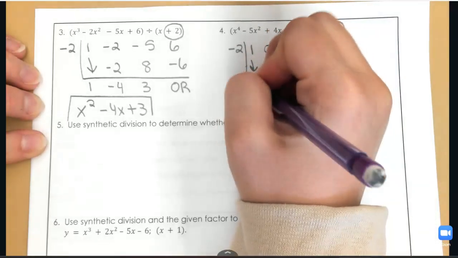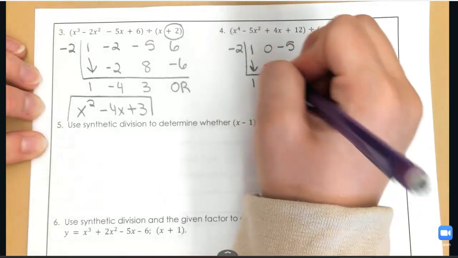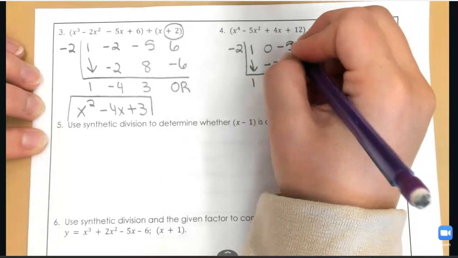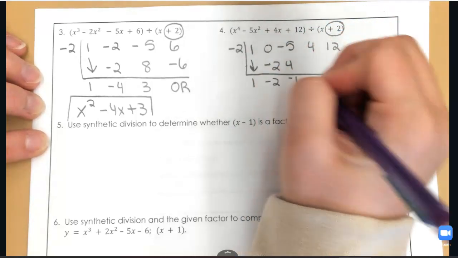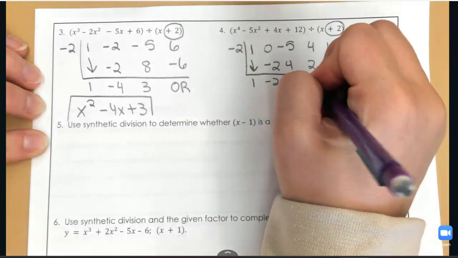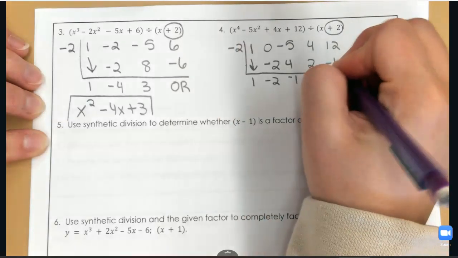So I'll bring down the 1. 1 times -2 is -2. 0 minus 2 is -2. -2 times -2 is 4. -5 plus 4 is -1. -1 times -2 is +2. 4 plus 2 is 6. 6 times -2 is -12.